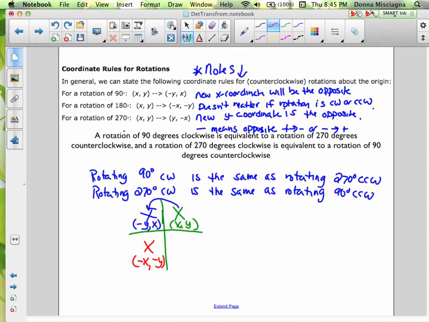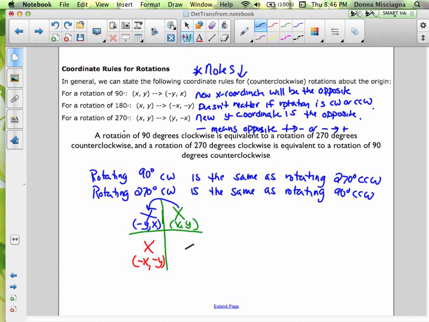we'll have our x and y coordinates staying the same, except the signs becoming the opposite. So it doesn't matter if the rotation is clockwise or counterclockwise, you end up in this exact same location. It doesn't matter which way I go around the circle, I'm going to end up in the opposite quadrant. And then for 270 degrees counterclockwise, the coordinates are going to switch back again.